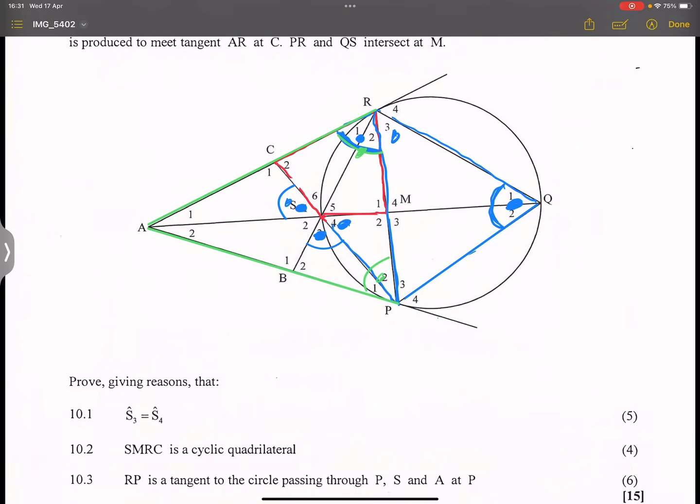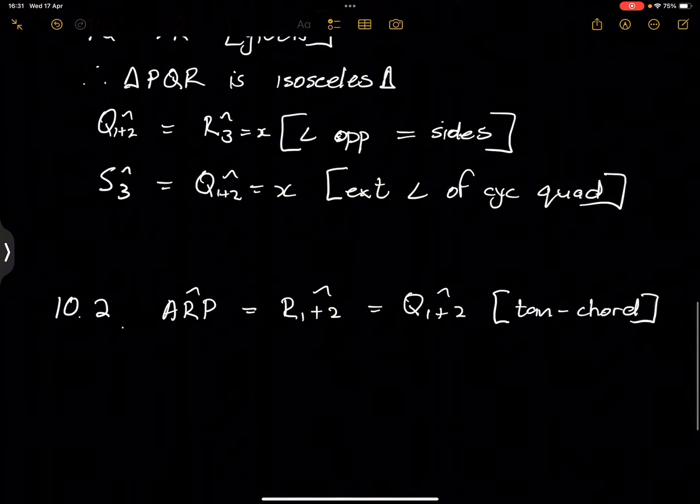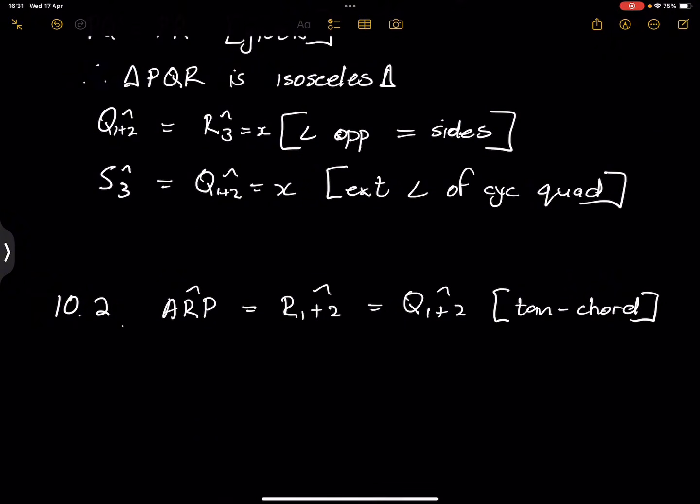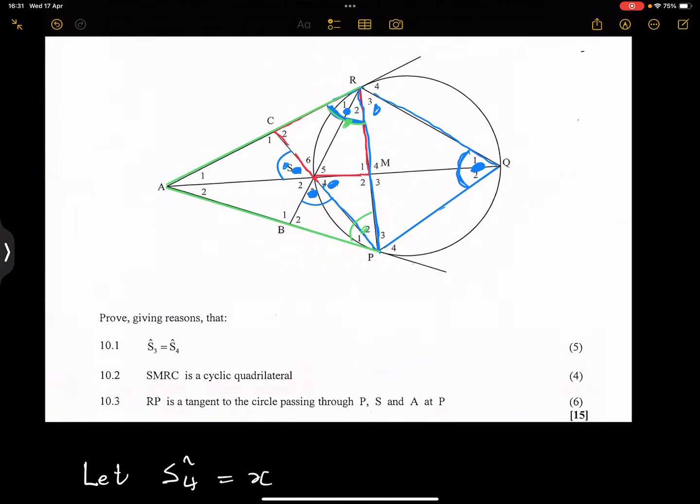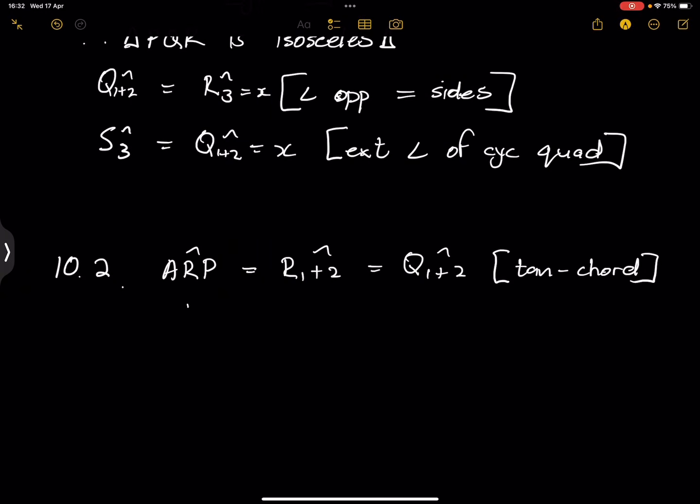Okay, now the last one. Did we actually write out the entire thing? Yeah. So R1 equals Q1 plus Q2. We said tan chord. And as a result, now R4 is equal to R1 plus R2, which is equal to x. And so therefore SMRC is a cyclic quad.